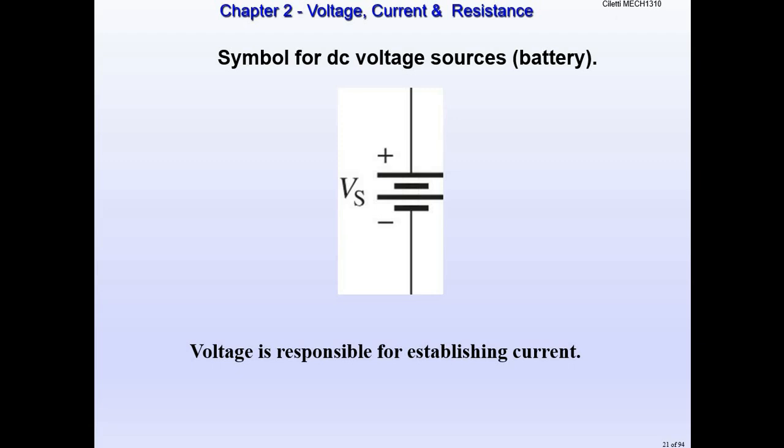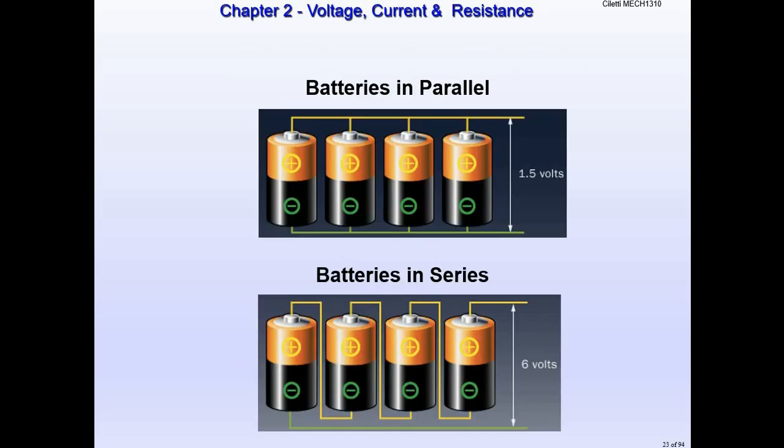But what's the purpose of voltage? That's the responsibility of voltage, to establish the current. We're applying that force to make the electrons flow. There are 2 different ways we do it. We can use batteries in parallel. So that means each one of those is like a AA battery.